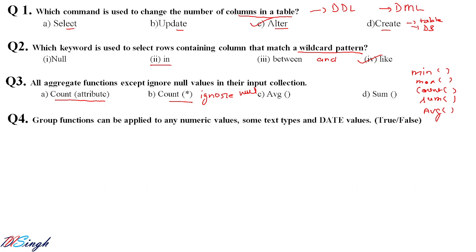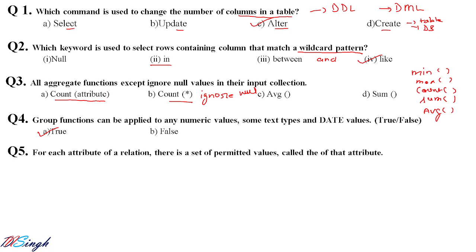Group functions can be applied to any numeric value, some text type, and date values. So is this statement true or false? This statement is true because group functions can be applied over any type of numeric value or text or date value. Next, for each attribute of a relation, there is a set of permitted values called that attribute's domain. The set of permitted values from where you pick a value for your column is called what? Domain. Tuple is also called what? Row, or record.